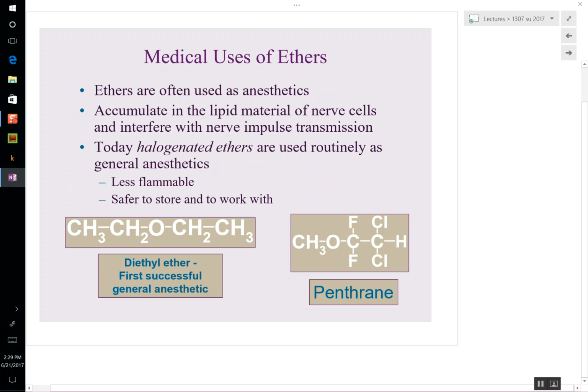And okay, anesthetics. Penthrane is an anesthetic. It's a methyl, and here we have difluorochloroethyl ether. Penthrane. Diethyl ether, first successful general anesthetic. So whether in an operating room or dentists, this is common. It's also a solvent in an organic laboratory, diethyl ether. So you got to use it in the hood, got to be careful. You're going to get a little woozy. It's an anesthetic.